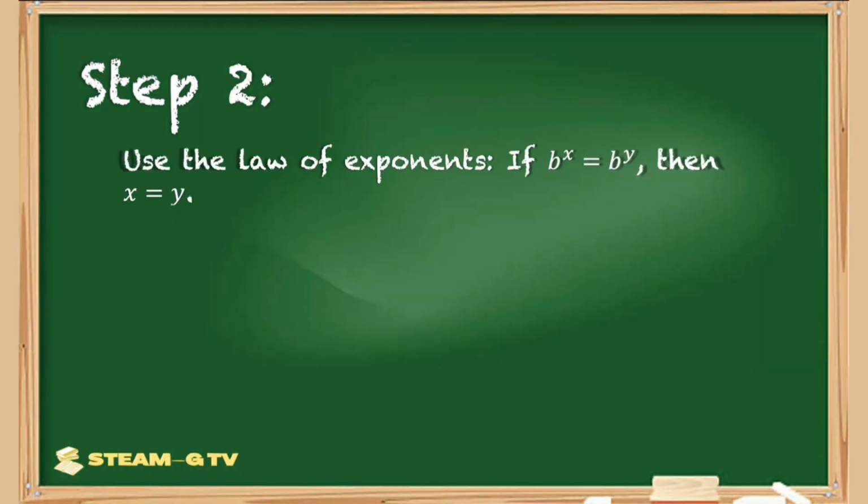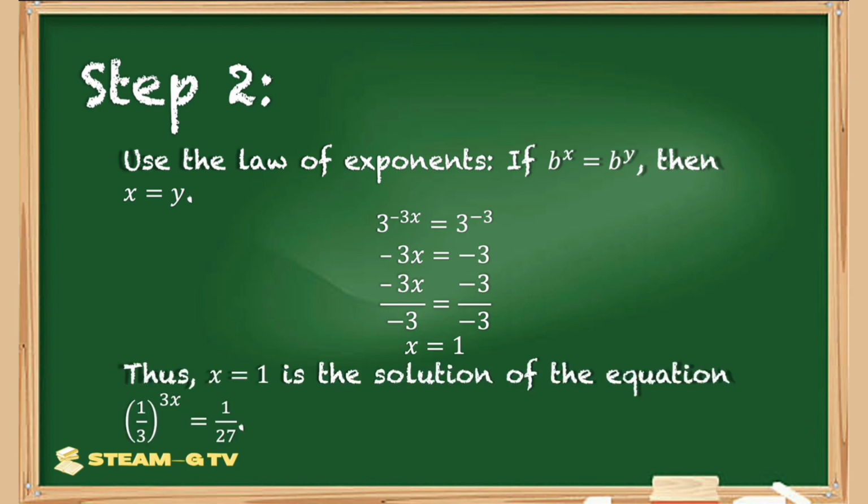Now, let us again use the law of exponents, which states that if b raised to the power of x equals b raised to the power of y, then x equals y. 3 raised to negative 3x equals 3 raised to negative 3. Now that they have the same base, let us evaluate the exponent, giving us negative 3x equals negative 3. Divide both sides by negative 3, leaving us with x equals 1. Thus, x equals 1 is the solution to the equation 1/3 raised to the power of 3x equals 1/27.